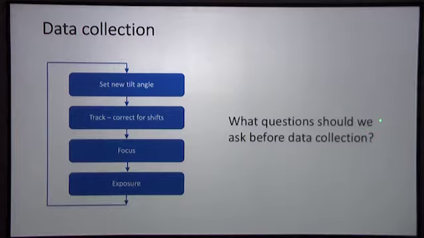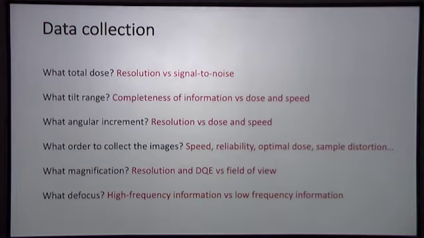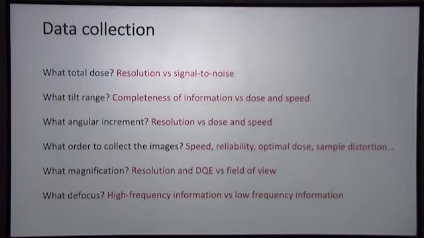So we need to ask ourselves certain questions before we start data collection. Obviously, the way we collect the data influences the data that comes out. And there are lots of questions to ask. So what total dose should we apply? Should within our tomogram we be applying 40 electrons per square angstrom or 140 electrons per square angstrom? The higher the dose we apply, up to a certain point, the more signal to noise we'll have, but the lower the interpretable resolution will be because the higher dose will have damaged features that we'd like to interpret.